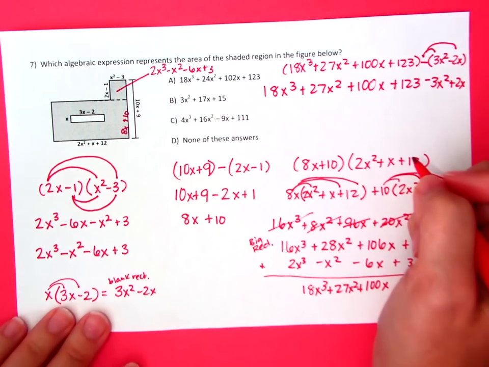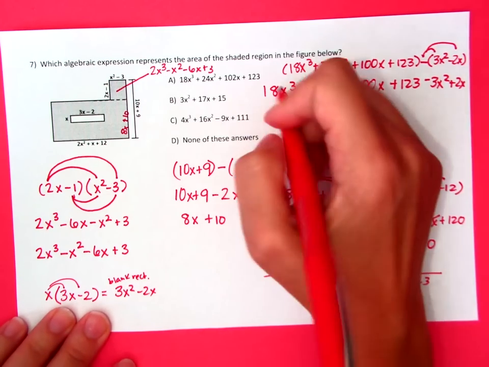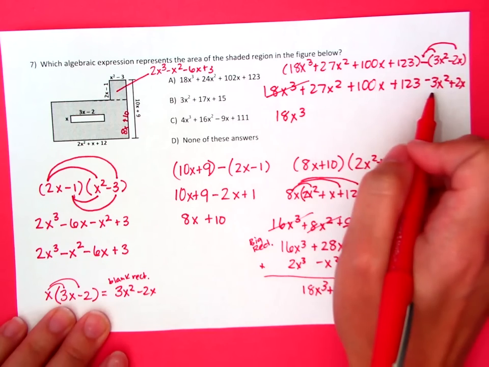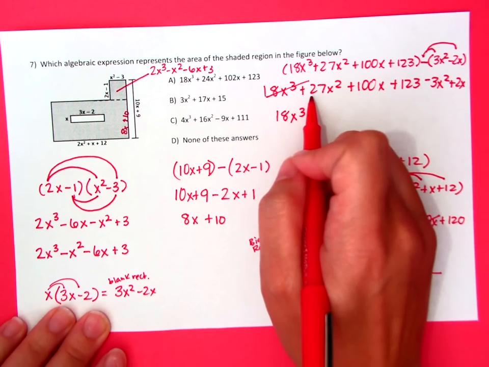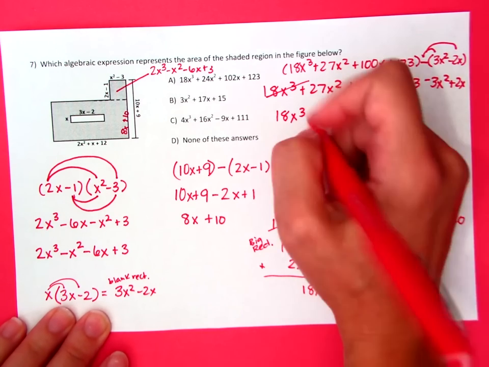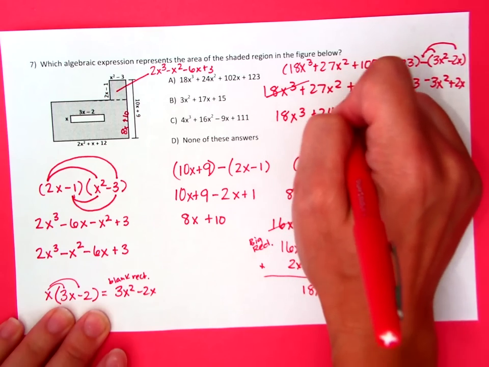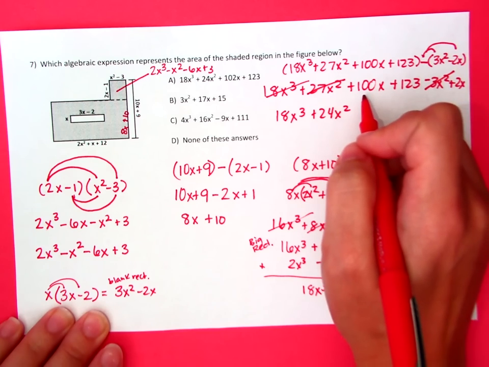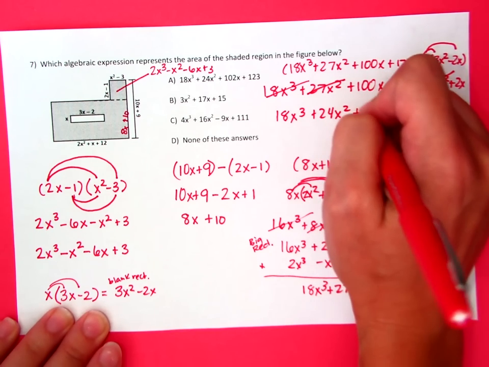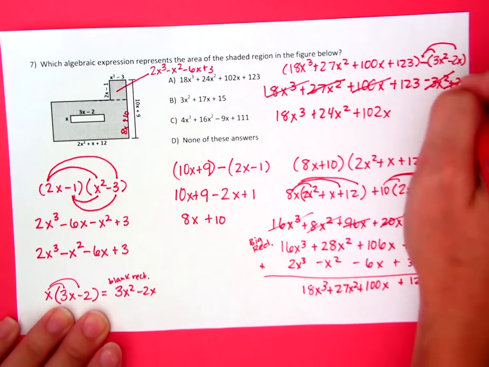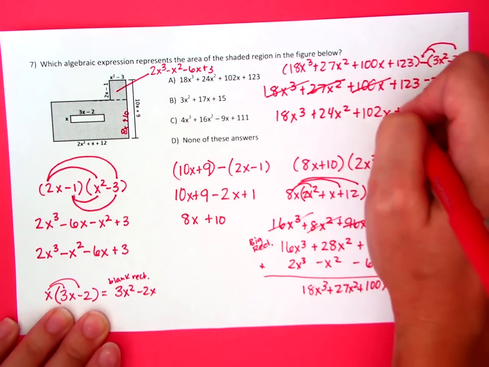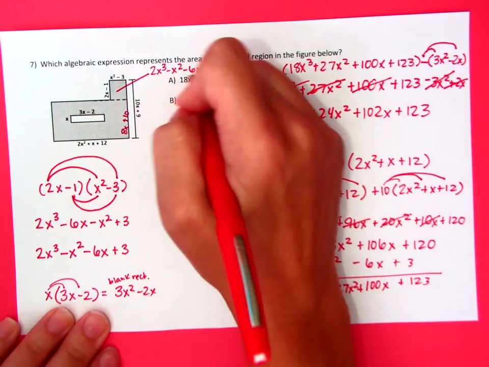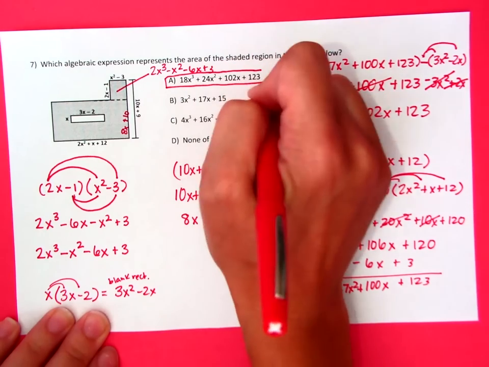Finally, we combine like terms. So I have 18x cubed. That's done. Now let's look for my x squareds. Here I have 27 minus 3, which would be 24x squared. Those are done. Here I have 100x plus 2x, which would be 102x. Those are done. Now I've got plus 123, which when you look at this final answer, a lot of work involved, gets me my answer choice A.